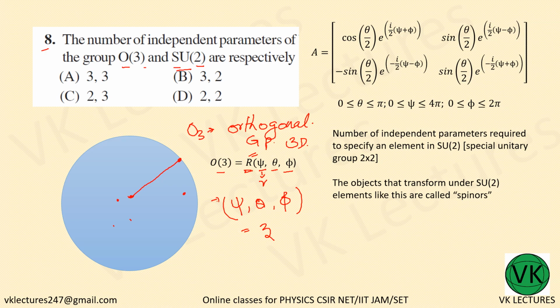Now so this can be written as A. This is one of the examples, cos theta by 2 e to the power I psi plus phi. Now here also you can see there are 3 independent variables. One is theta, psi and phi. So here also we get 3 independent parameters. Now here they have the limits for each of the variables, okay. So what is the answer here? 3, 3. So your option is option A.